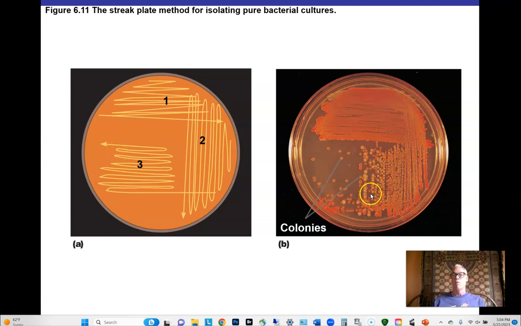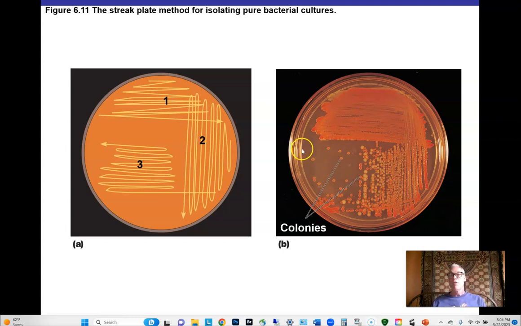And if you look at the results, you can see individual colonies. In this case, probably Serratia marcescens. It's growing in this bright red color. That's one of its hallmarks. And you see some yellow colonies, some other contaminating microbes that were in with it.